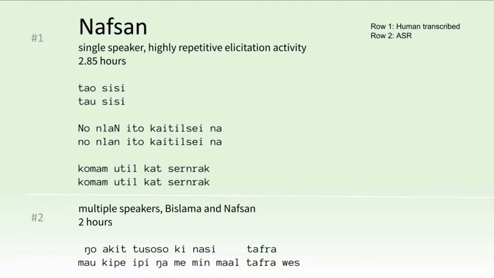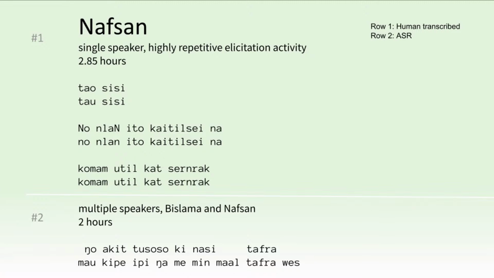This means that the user had just under 3 hours of recordings that had been faithfully transcribed, and fed these into the system, trained the system on these, then got these test results back, where again the top row is the human transcription. This is what the person did themselves, and the bottom row is what the machine, the speech recognition system, hypothesized. So this experiment shows some really good results, again with quite small training data.